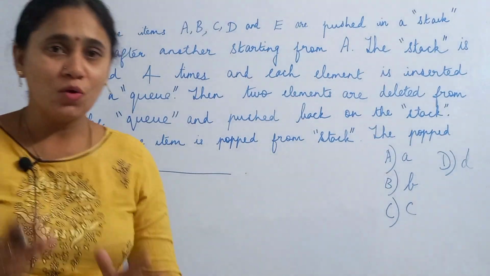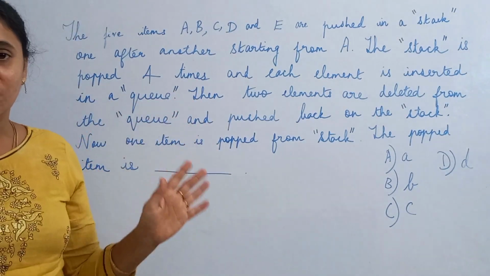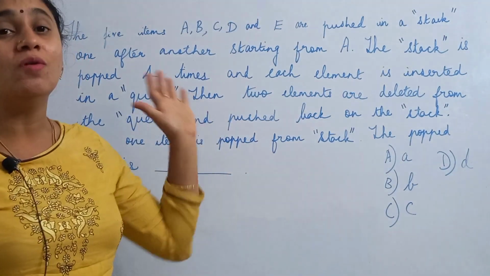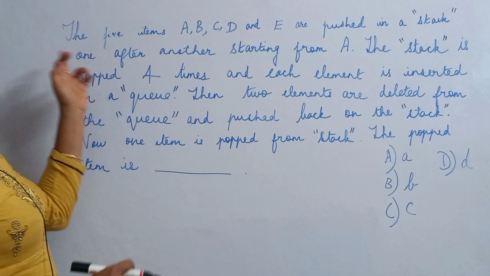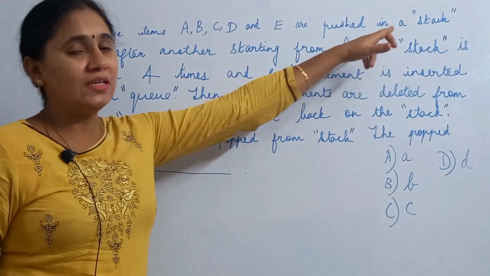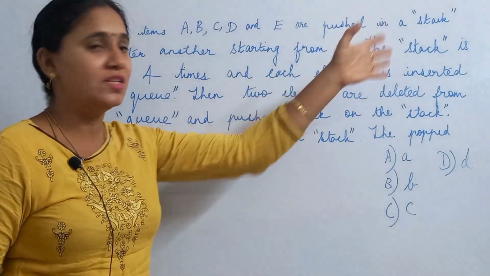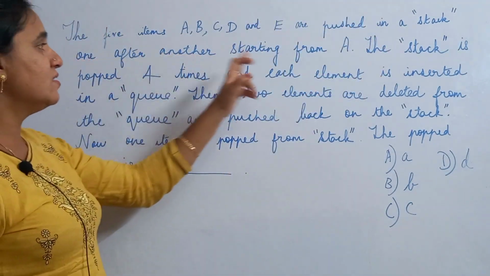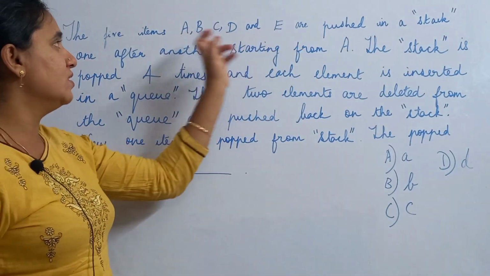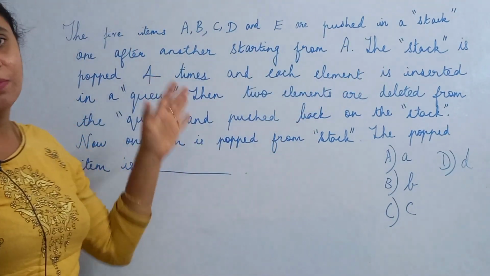Right. So now this is the problem as written. First, friends, you must understand what the problem is, and then we can go for solving it. I am going to read the problem so you can also follow along with me. The 5 items A, B, C, D and E are pushed into a stack. So we are going to create a stack and push 5 elements into it, one after another starting from A, in sequence: A, B, C, D and E. So now the elements are pushed.